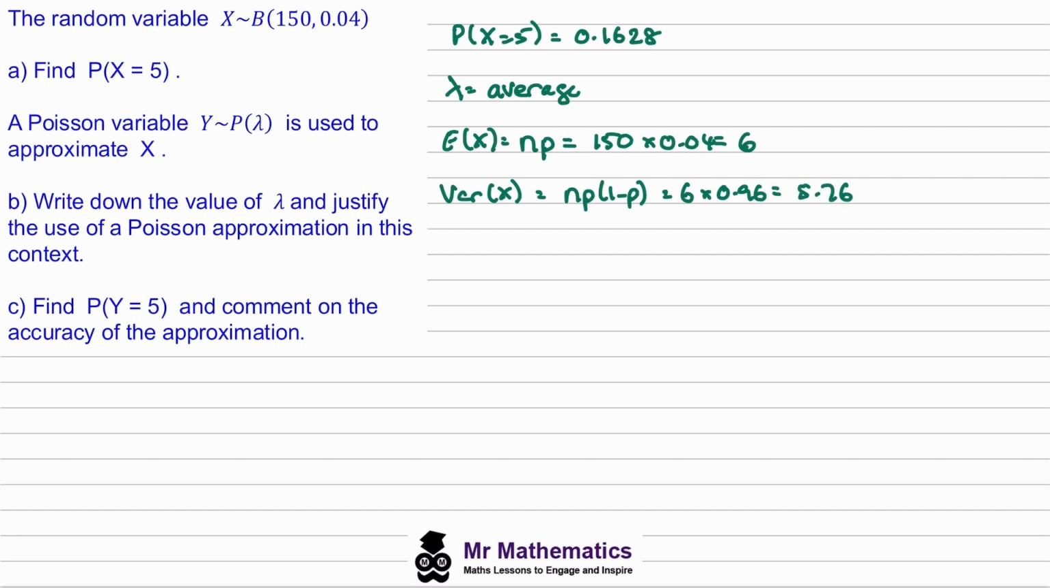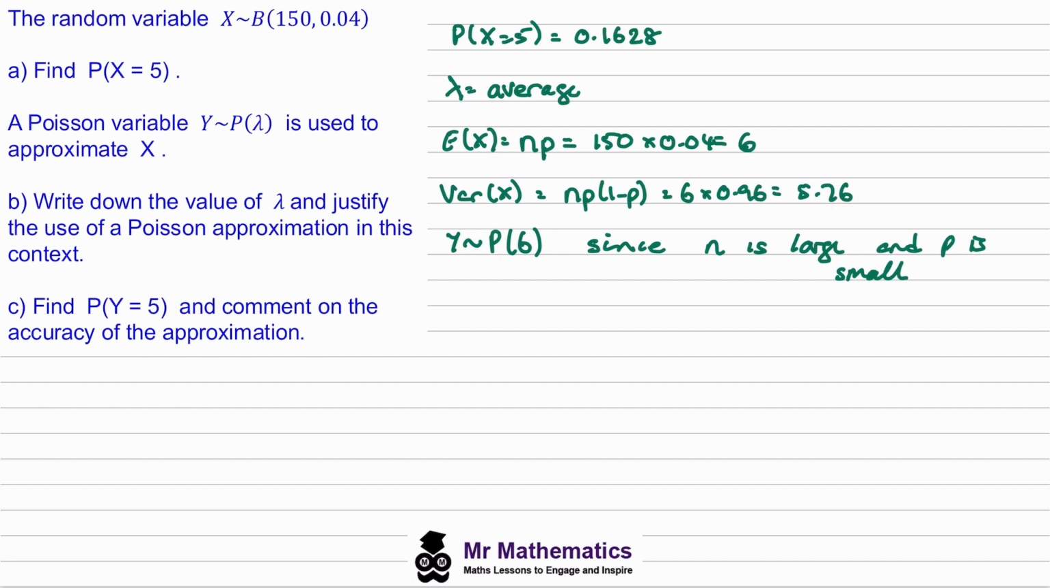But then you can see that the expected value and the variance are quite close. So what we can say is that y is distributed with a Poisson of 6, since our number of trials, n, is large and p is small. It's the fact that n is large and p is small which makes the expected value of x approximately the same as its variance.